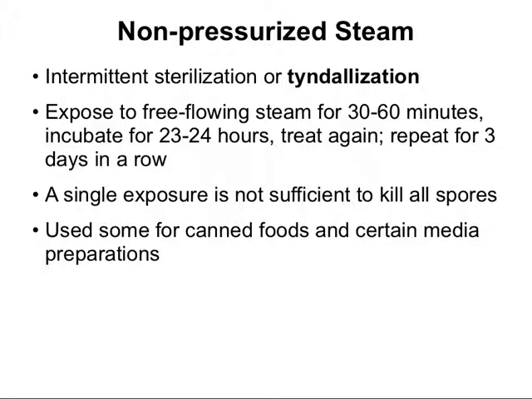This is intermittent sterilization. In this technique, we put our things in a rack inside a steam chamber and expose them to free-flowing steam for 30 to 60 minutes. After this, we've probably killed all the vegetative microbes. However, some spores remain, so if we incubate the sample for 23-24 hours, and allow for some of these spores to enter their vegetative state and multiply, we can treat again. We'll do this procedure for 3 days in a row.